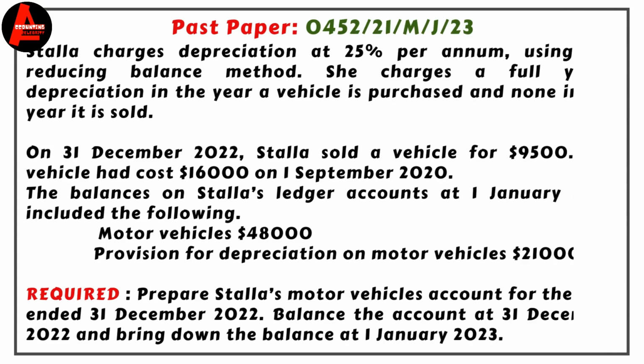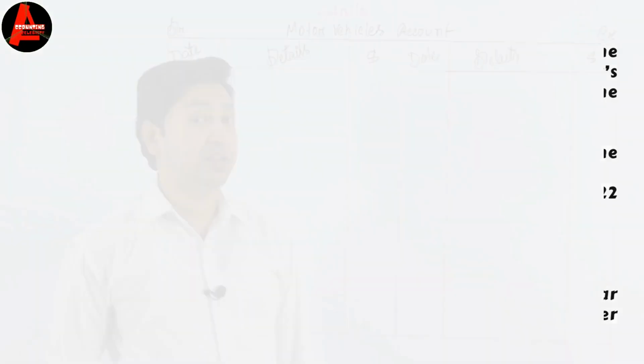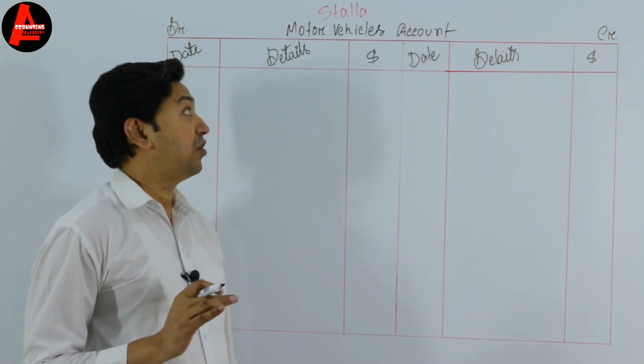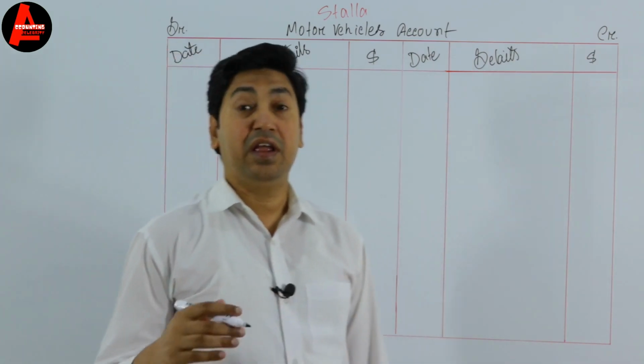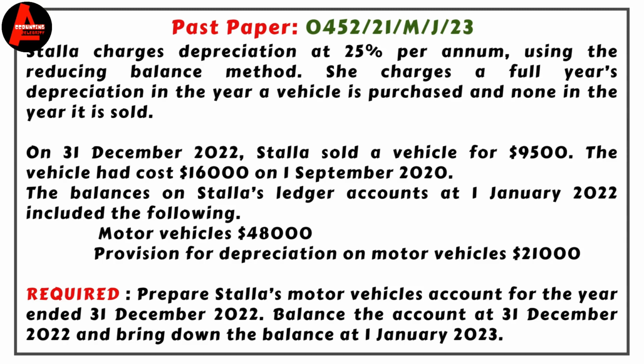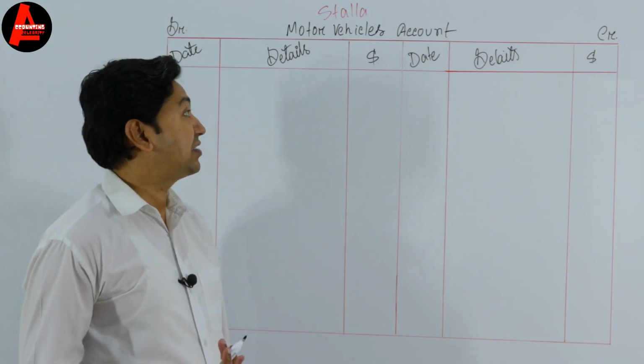So we have some more information here. 1st January 2022 included the following. Here we see motor vehicles $48,000 and then we have provision for depreciation on motor vehicles $21,000, okay? I told you the provision for depreciation will not appear in this account, so don't be confused. Then what will be our requirement? Here we prepare Stella's motor vehicle account for the year ended 31st December 2022. Balance the account at 31st December 2022 and bring down the balance at 1st January 2023. So we need to bring down the balance as well, okay?